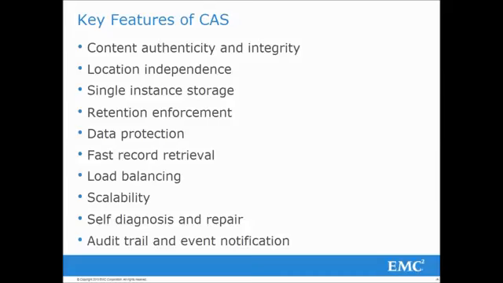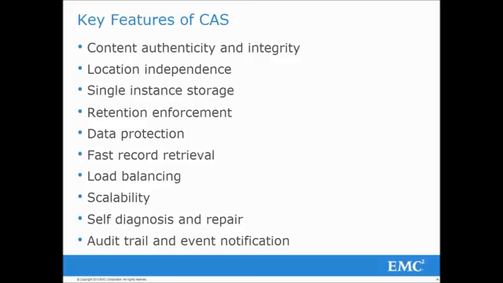Fast record retrieval. CAS stores all objects on disks, which provides faster access to the objects compared to tapes or optical disks. Load balancing. CAS distributes objects across multiple nodes to provide maximum throughput and availability. Scalability. CAS allows the addition of more nodes to the cluster without any interruption to data access and with minimum administrative overhead.